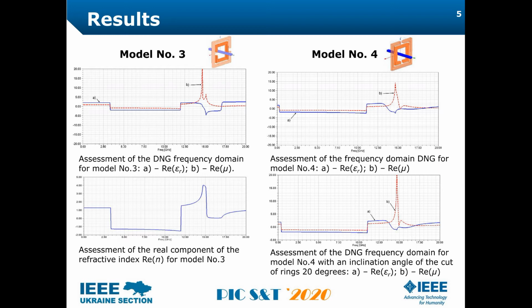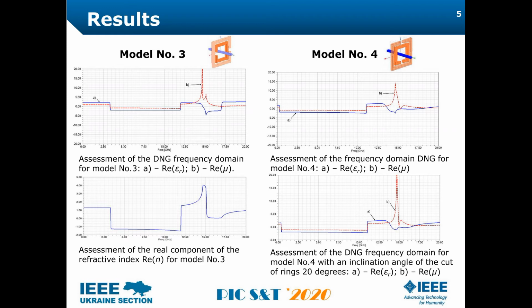In addition, the SRR model was investigated with the ring rotated by 90 degrees around the OY axis, with the section of the SRR frames located on the OZ axis. This allowed us to obtain delta F of 10.78 GHz and delta F DNG of 1.9.